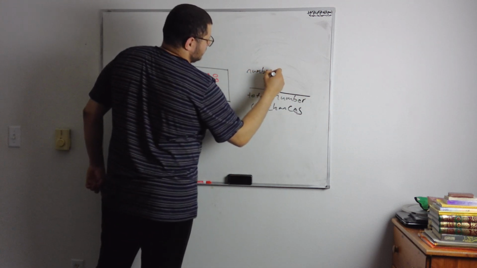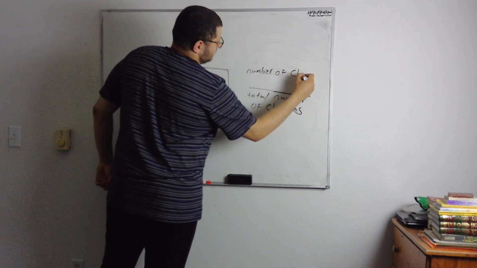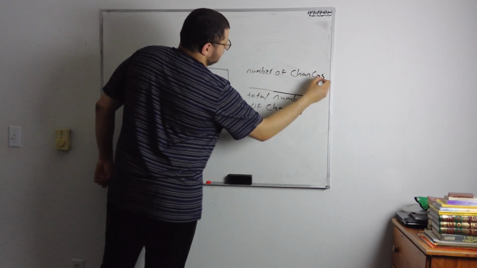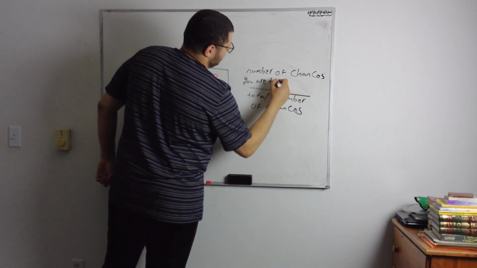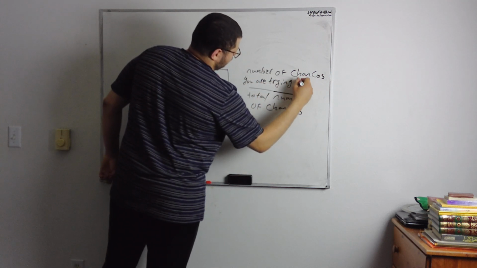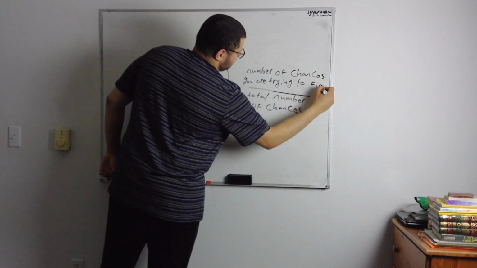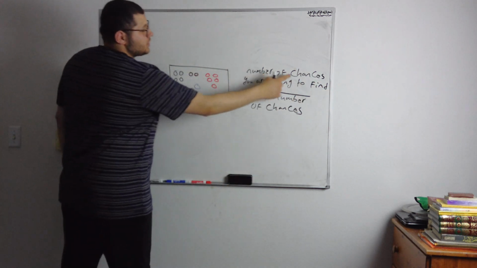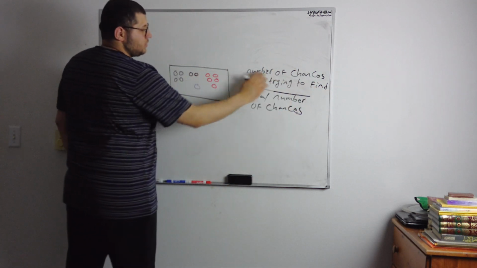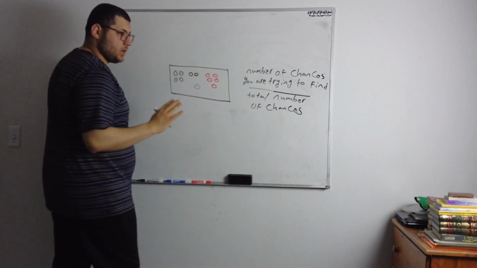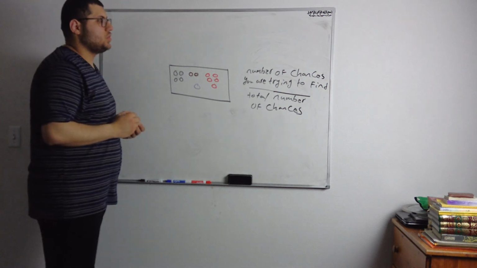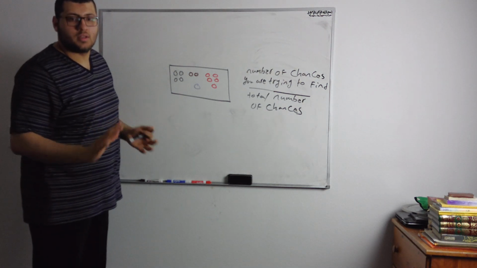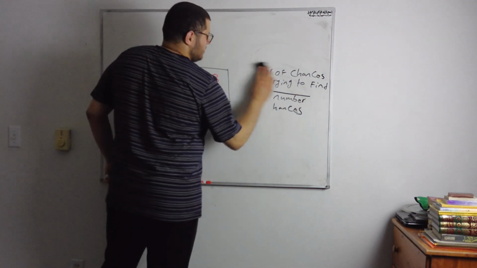The number of chances you are trying to find is the numerator. The denominator is always the total number of chances, and the numerator is the number of chances you are trying to find. This is simple probability, right?